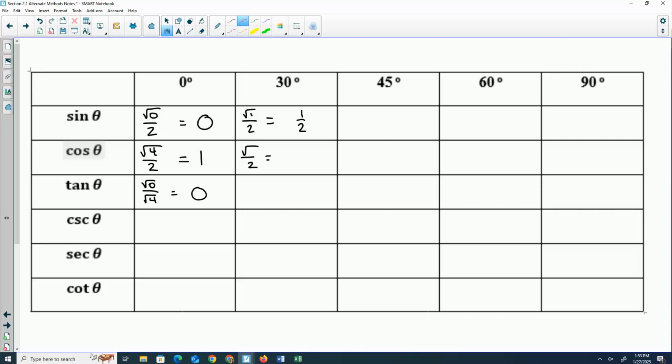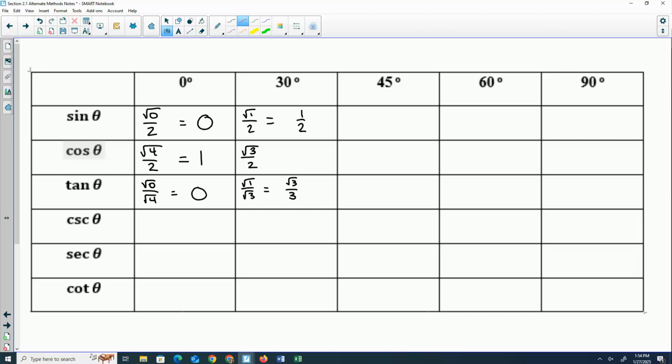So how many fingers do I have below that one? 3. And does the square root of 3 over 2 reduce? No. So I'm just going to leave it. Okay, tangent. Square root of the top over square root of the bottom. So I have 1 above, 3 below. You have to get the radical off the bottom, so that's radical 3 over 3. Okay, did that match what we had for sine, cosine, tangent in our 30-degree triangle?